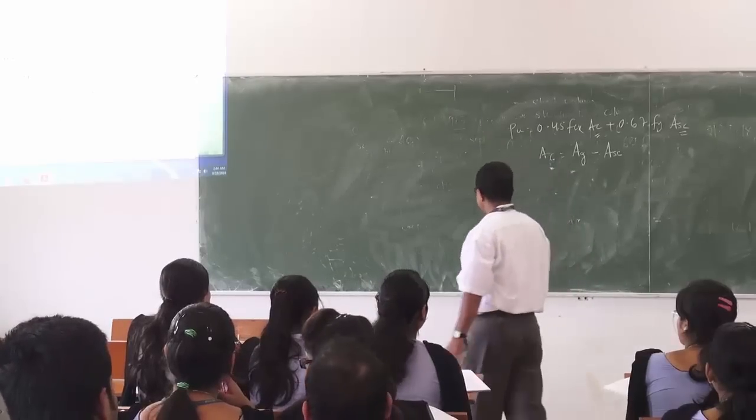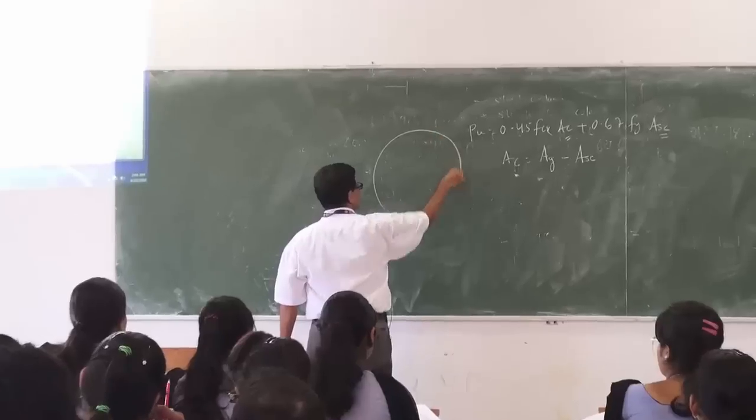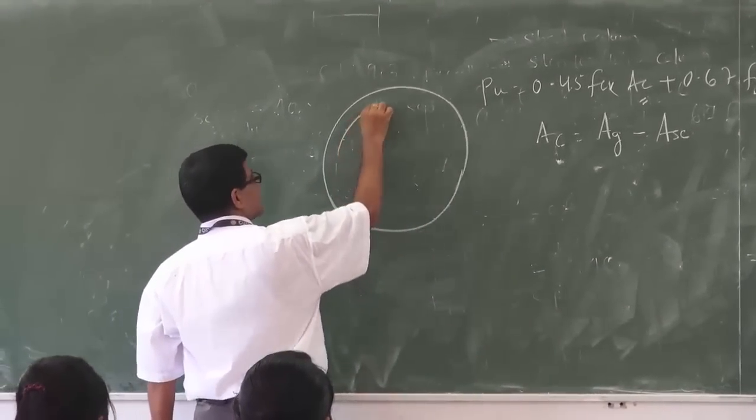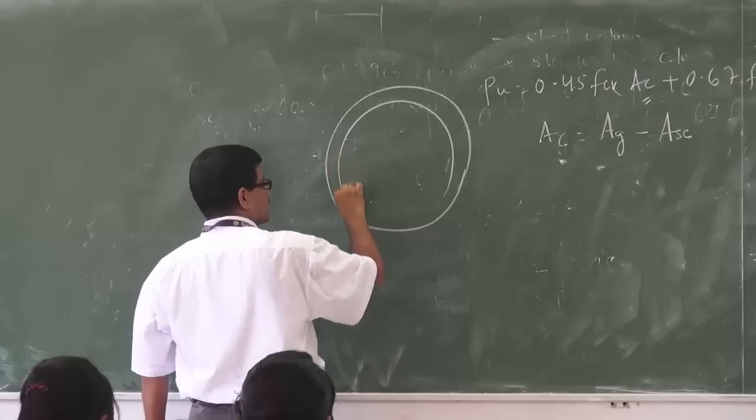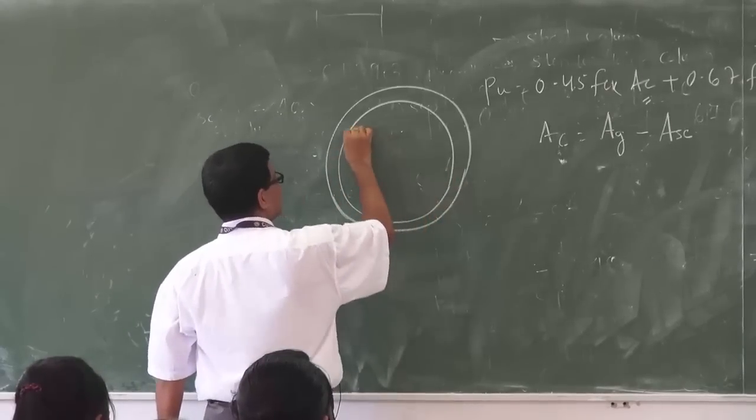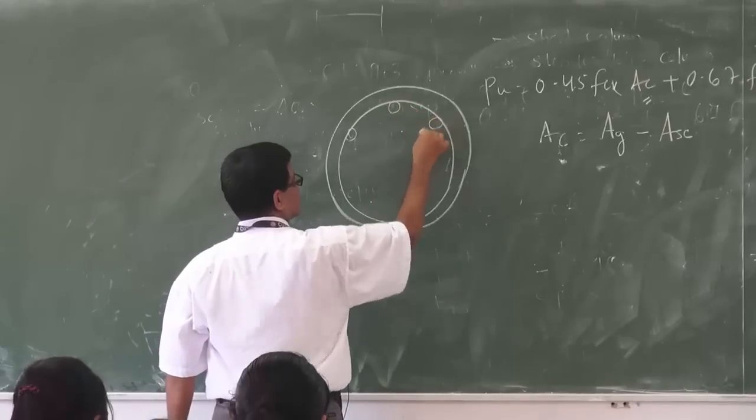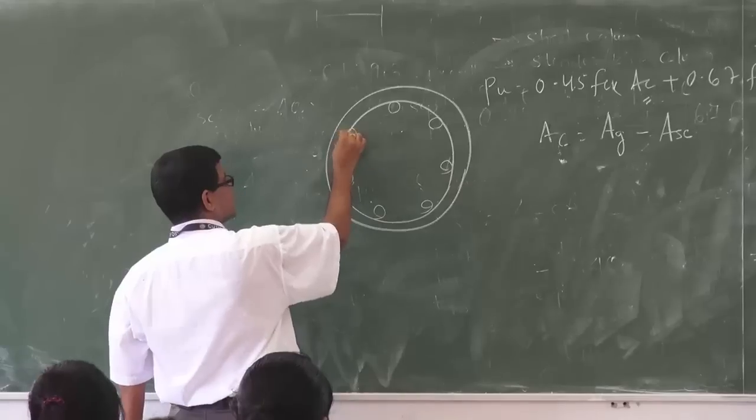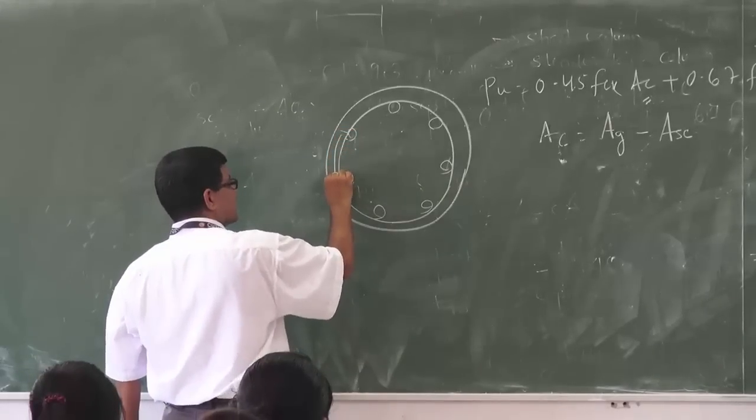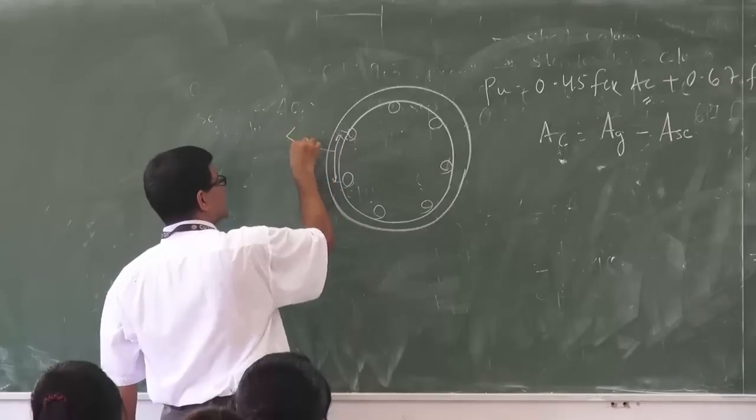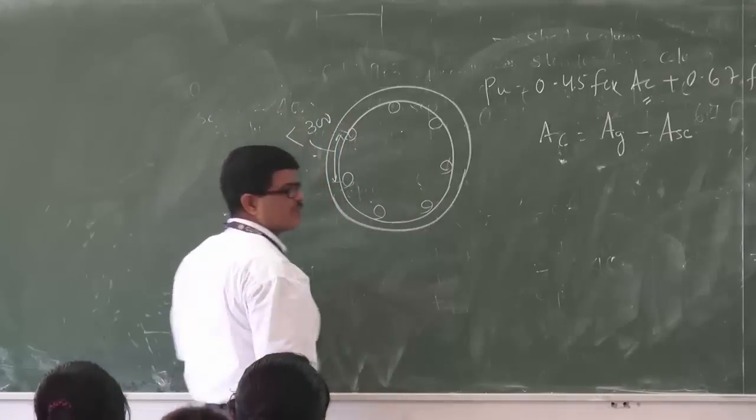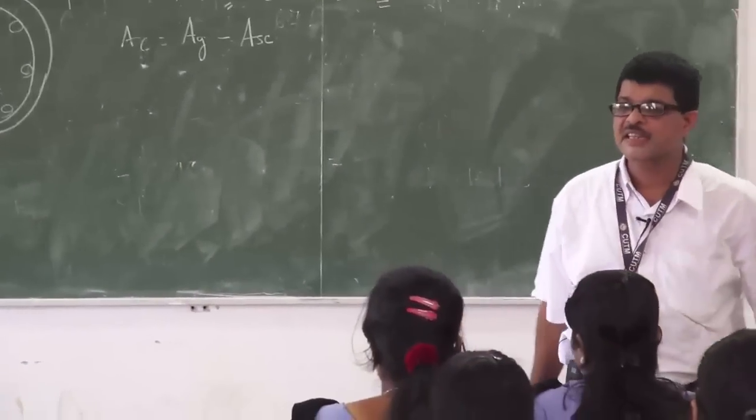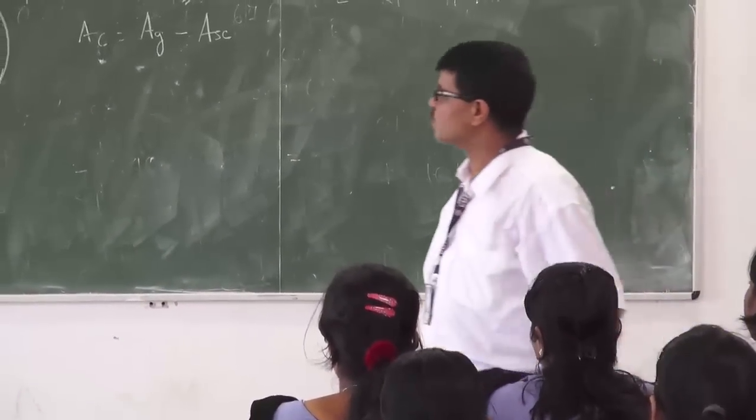Suppose this is your diameter. Suppose this is a column, and you have the reinforcement like this way. This is your ties and you have provided bars here. So this distance, this spacing, shall be less than 300. You will find the spacing of this longitudinal reinforcement shall not exceed 300 millimeter. That is the thing you have to check.